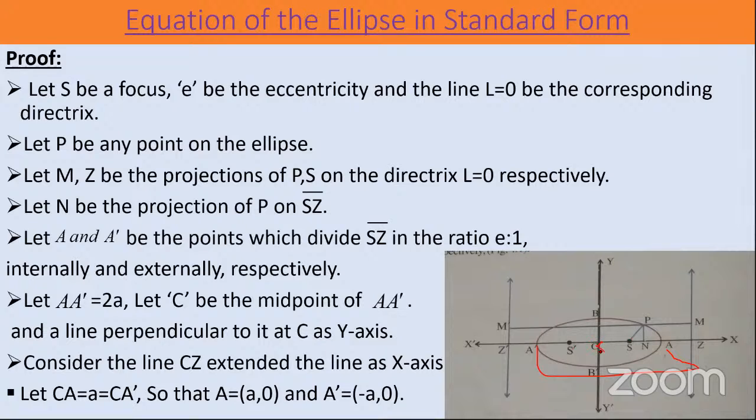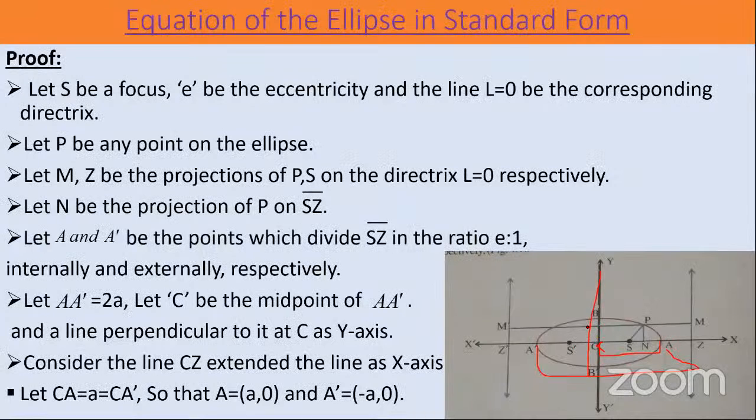Let C be the midpoint of A A dash, and the line perpendicular to it through C is the y-axis. Consider CZ extended as the x-axis. CA is equal to CA dash. So this value is a comma 0, and this value is minus a comma 0. Let CA equal a equal to CA dash, so A is a comma 0 and A dash is minus a comma 0.